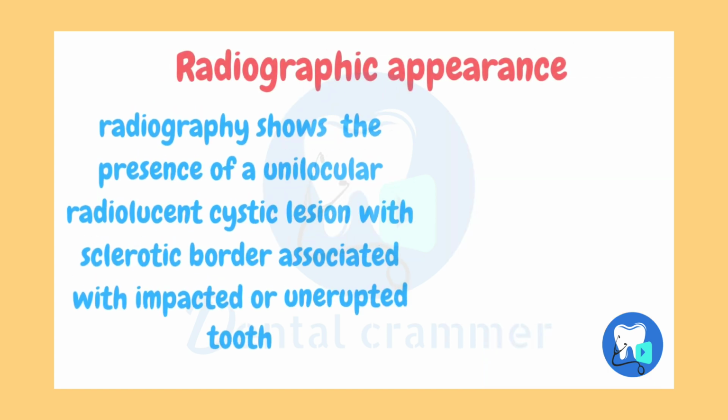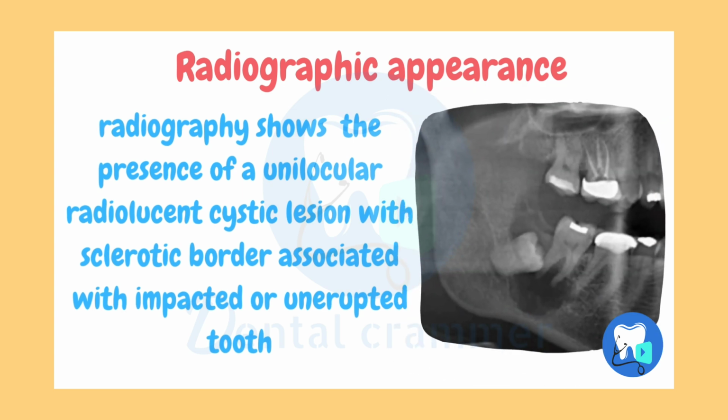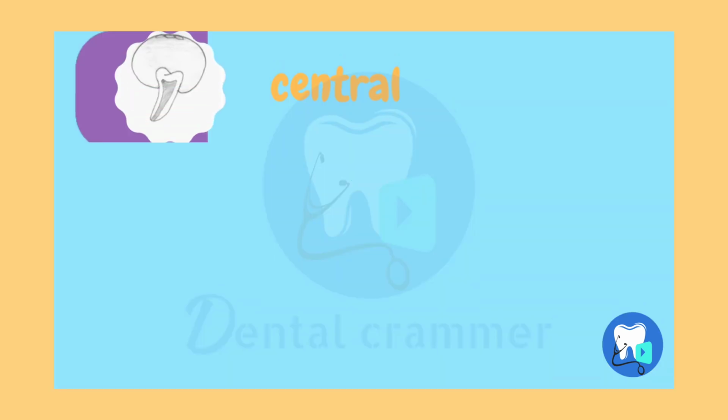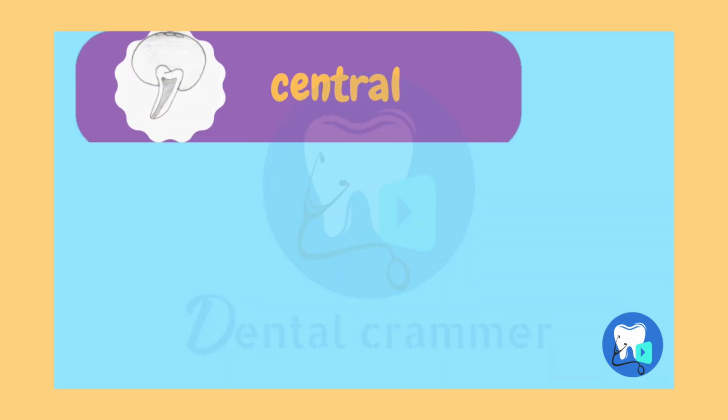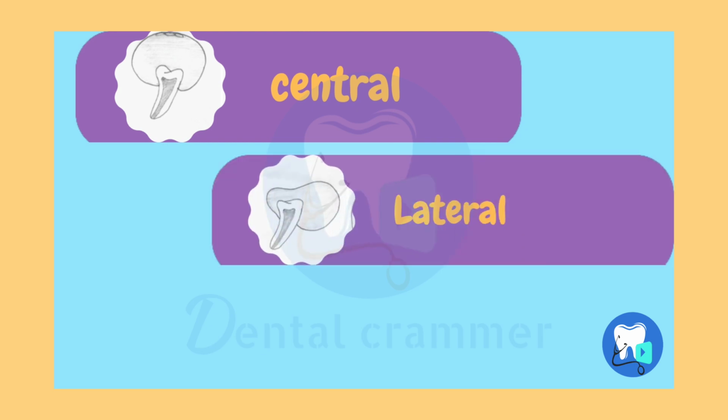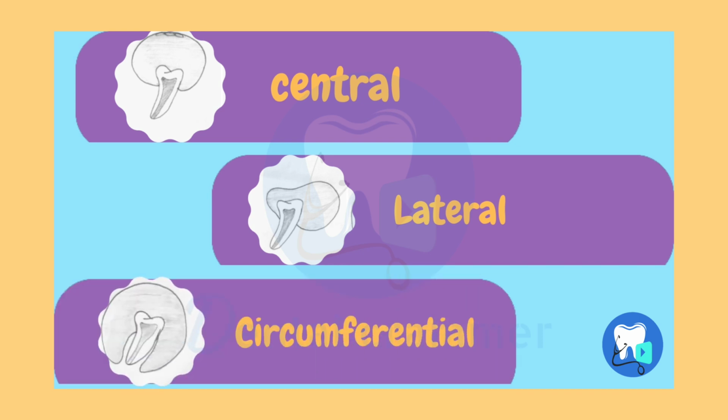In radiography, this cyst appears as a unilocular radiolucent cystic lesion with sclerotic borders and is associated with an impacted or unerupted tooth. There are 3 variants of dentigerous cyst: central, in which the lumen of the cyst is in the center of the tooth; lateral, in which the lumen of the cyst lies just lateral to the tooth; circumferential, in which the cyst surrounds the whole of the tooth. However, the cyst is always attached to the cervical margin of the tooth.